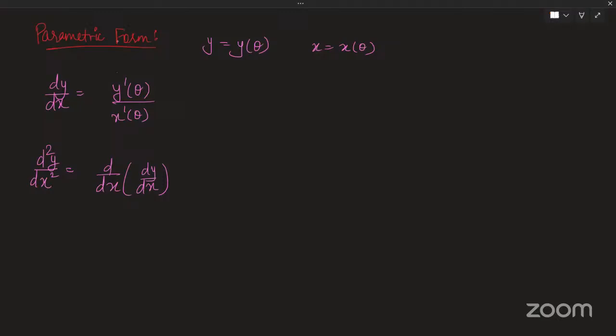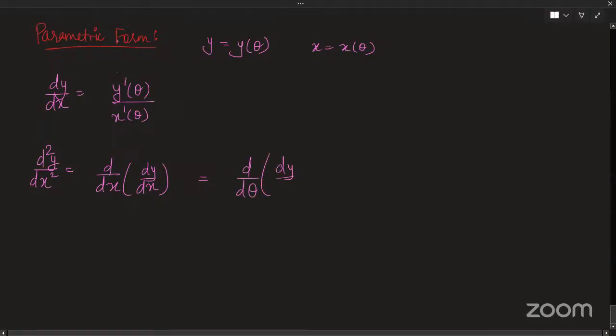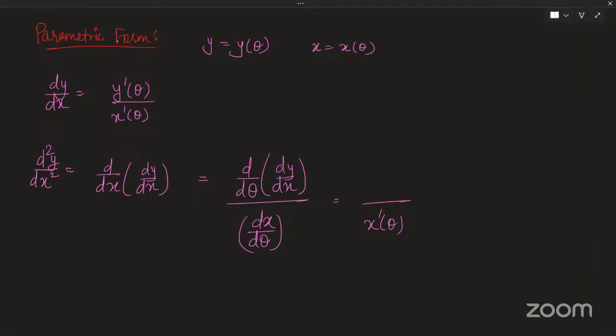So again, you can apply chain rule. If you apply chain rule, what will happen? I divide both my numerator and my denominator by d theta. So it will be d by d theta of dy by dx, whole divided by dx by d theta. Something like this. My denominator is really easy to think of. My denominator is x dash of theta. What is my numerator? It is d by d theta of dy by dx.